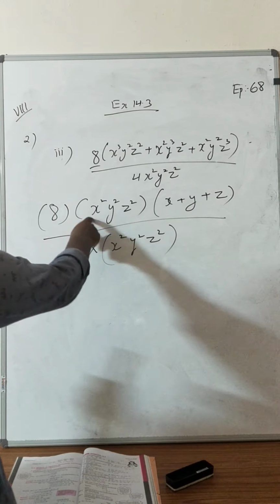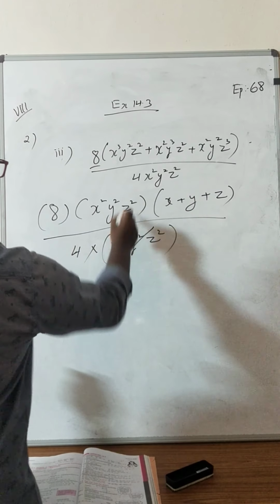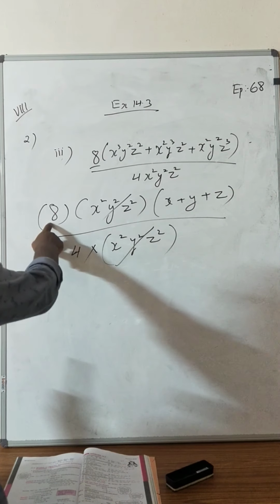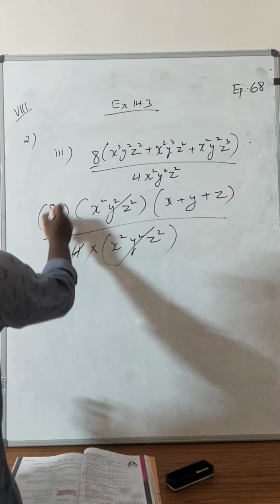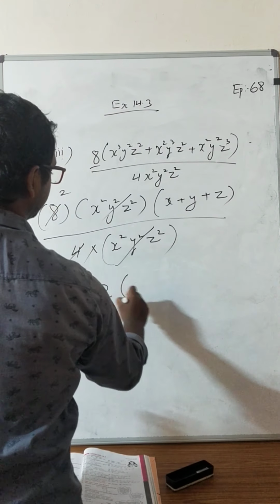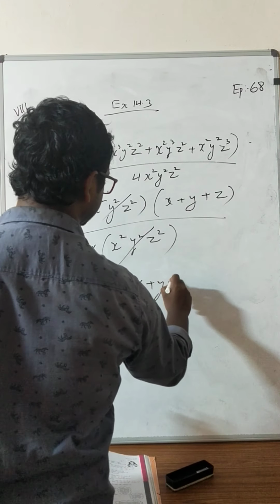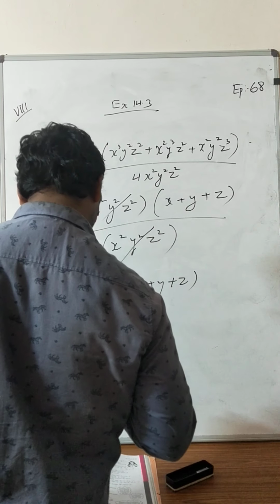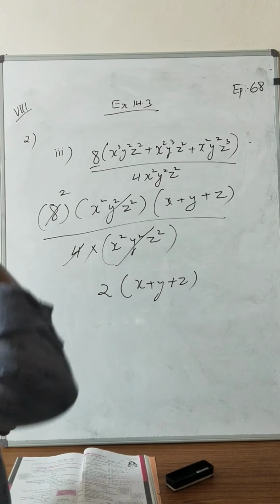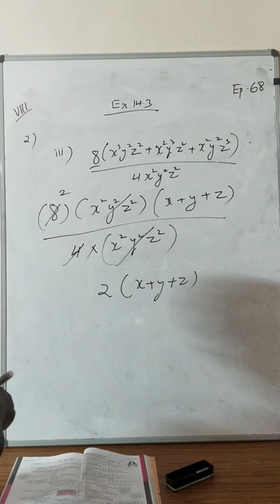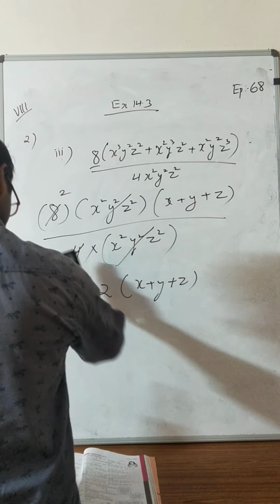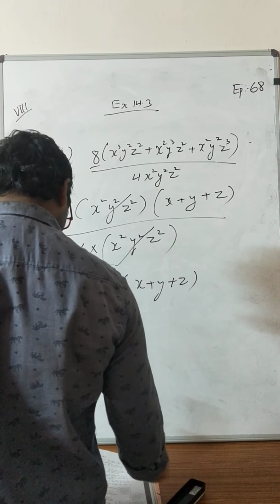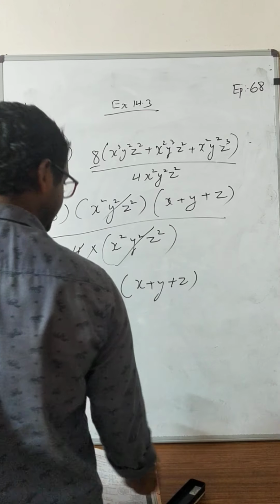See, x square y square z square and x square y square z square will get cancelled. With 8 we can divide 4, we will get 2. So 2 into x plus y plus z is our final answer. Now look at the third one. In this, question number first and question number 4th and 5th are homework for you.